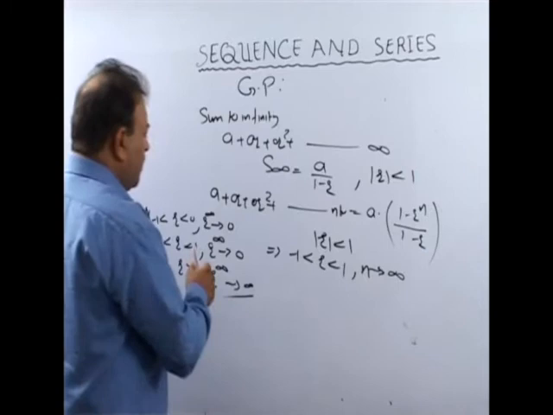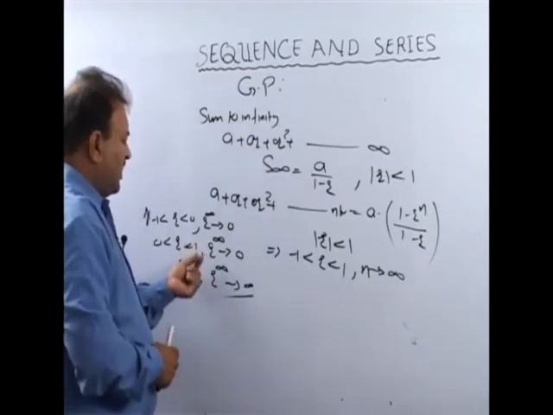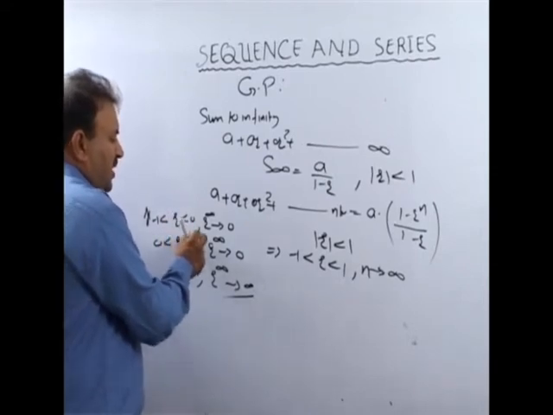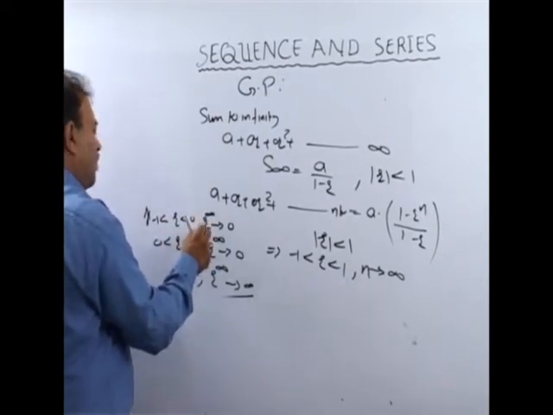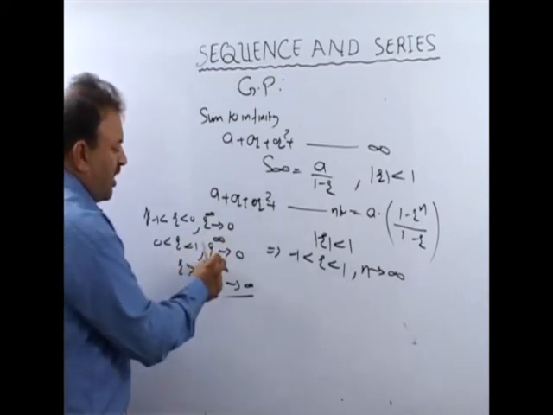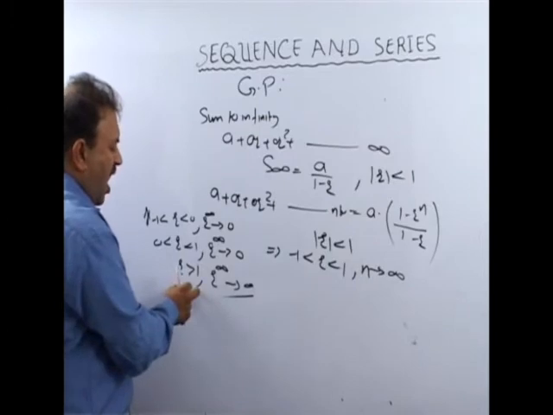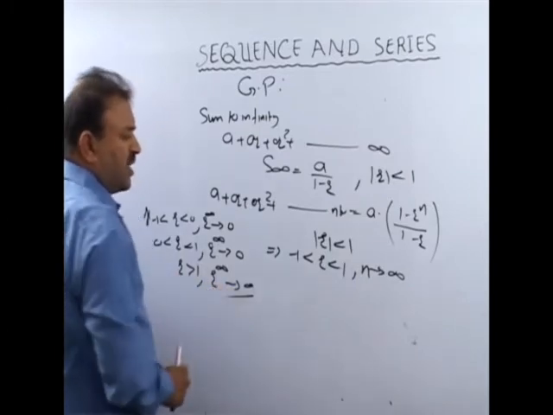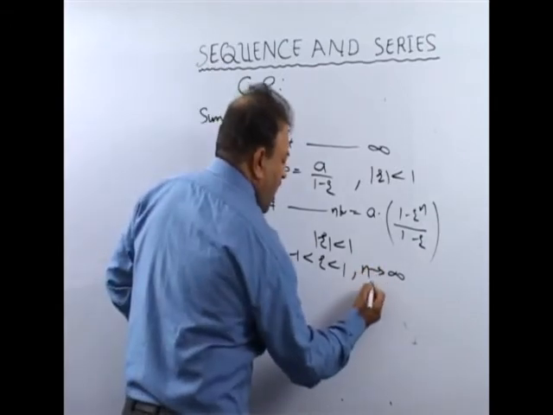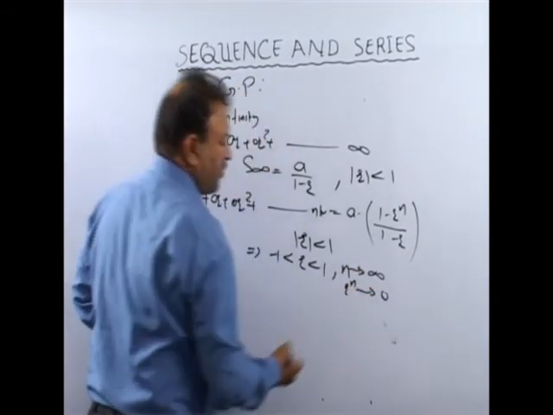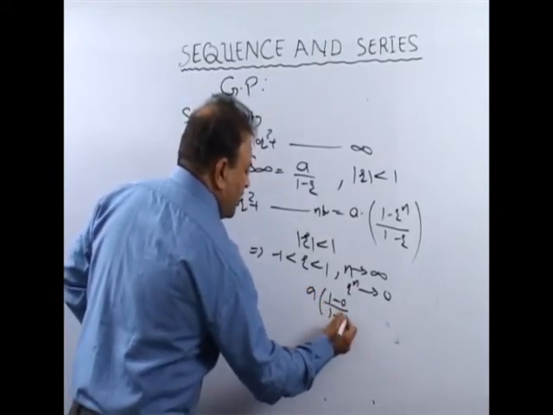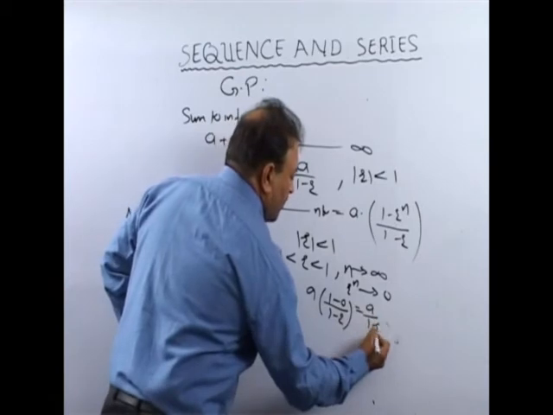What does it mean? We say r is any value. If r's value lies between -1 to 0, r to the power infinity tends to 0. If r lies between 0 and 1, r raised to power infinity tends to 0. If r is greater than 1, then r raised to power infinity comes out to be infinity. So what does it mean? It means as n tends to infinity, r to the n tends towards 0. And then it is a into 1 minus 0 upon 1 minus r, or a upon 1 minus r.